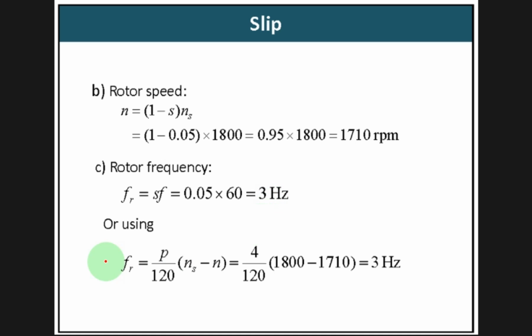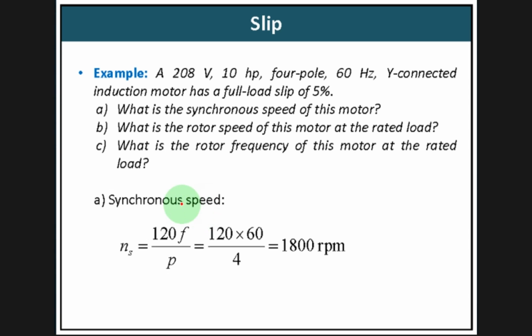So there are two ways that you can calculate Fr. Sometimes in some calculations additional information is given which is not really required, like 10 horsepower and 208 volt, which is not used anywhere in these calculations.